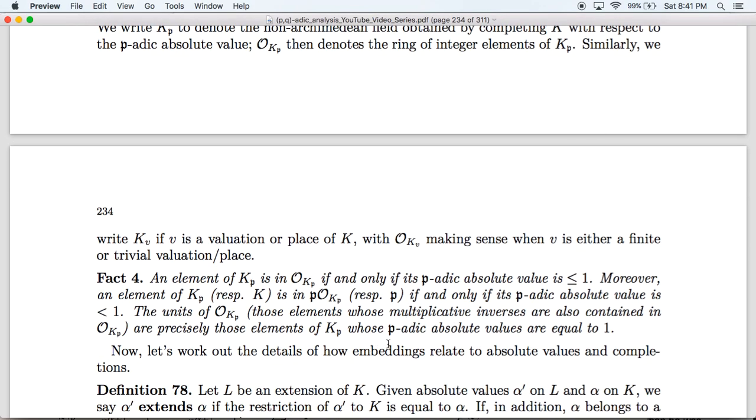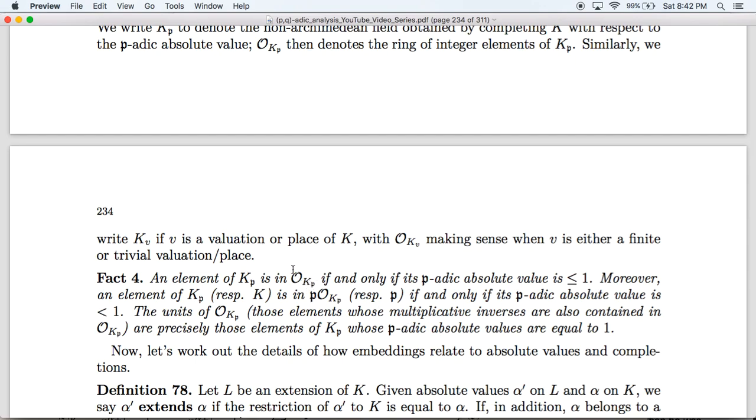And so now here's something very fun. An element of Kp is a p-adic integer if and only if its p-adic absolute value is less than or equal to 1. Moreover, an element of Kp, respectively K, is in POKP, respectively is in P, if and only if its p-adic absolute value is strictly less than 1.